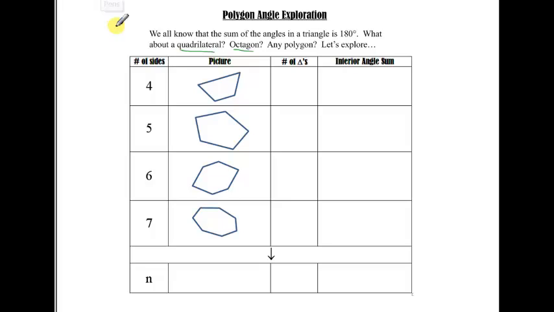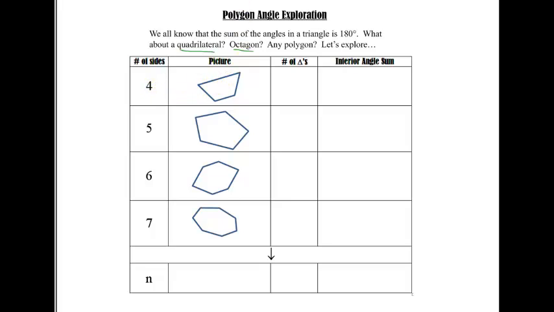So we're going to do a little exploration to check this out. I've got a few pictures drawn here, and we're going to try to look for a pattern. First of all, a quadrilateral, which is the majority of this unit, and I hope you have your quadrilaterals foldable that we made in class, because we're going to refer to that in just a minute. A quadrilateral has four sides and looks like this.